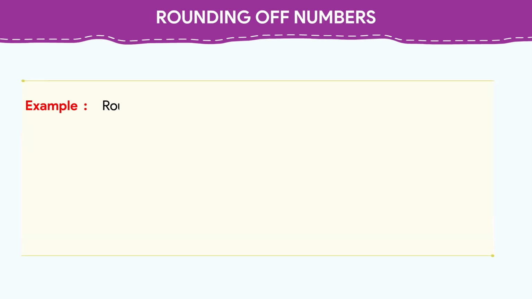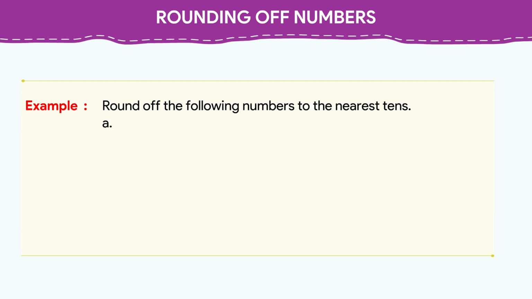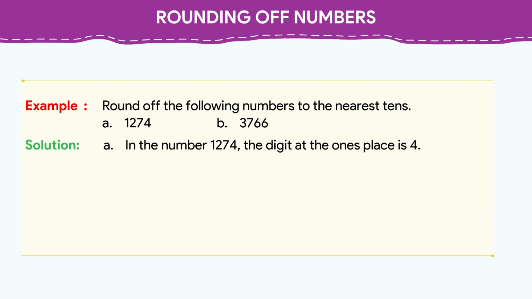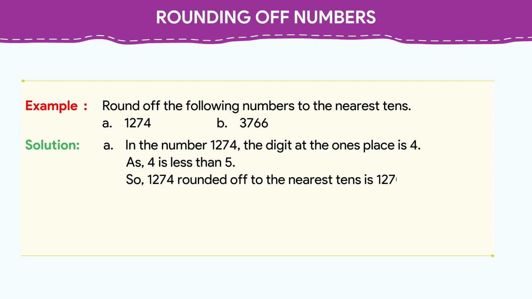Example. Round off the following numbers to the nearest tens. A. 1274. B. 3766. Solution. A. In the number 1274, the digit at the ones place is 4. As 4 is less than 5. So, 1274 rounded off to the nearest tens is 1270.